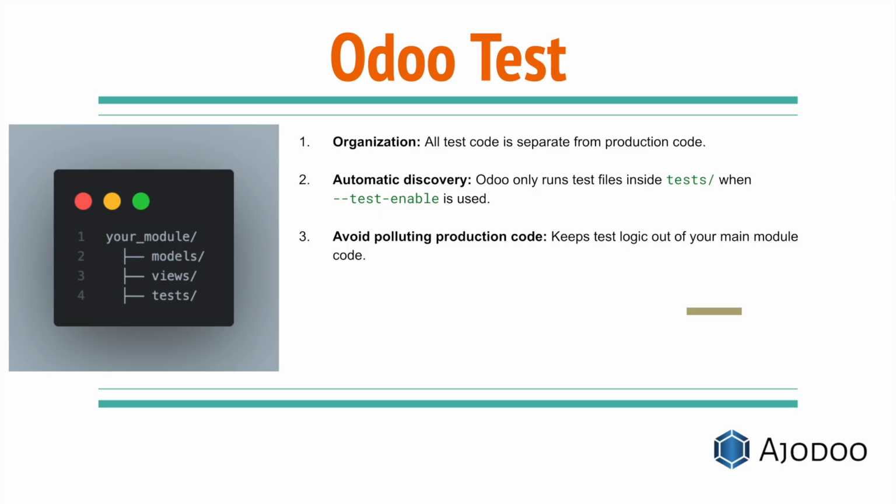So in our Odoo, this is the structure. In our module, we will add a folder called test. Why are we adding a folder called test for test cases? All the test code is separated from our production code if we use this specific folder, and Odoo will automatically discover the test cases inside the test folder. Also, it will avoid polluting the production code, and all the test logic we will keep in our test folder.